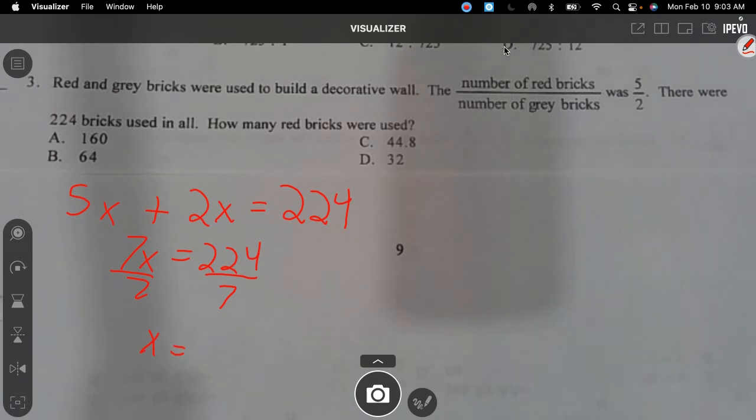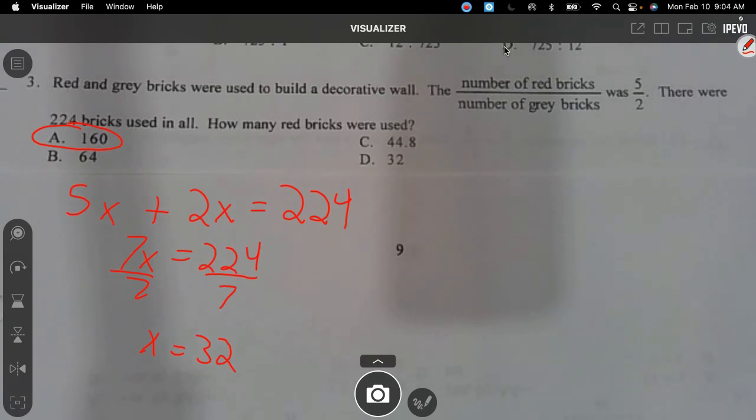What is 224 divided by 7? And I think I went through this one Friday. So that's 32. Now, 32 is not your answer. I know it's up there, right? So some of y'all already selected 32. It says how many red bricks were used. 32 times 5. It goes with whichever one of those represents the red bricks in my ratio. Okay, it's 5 times 32. So I put that in my calculator. We get 160. Okay, any questions so far?